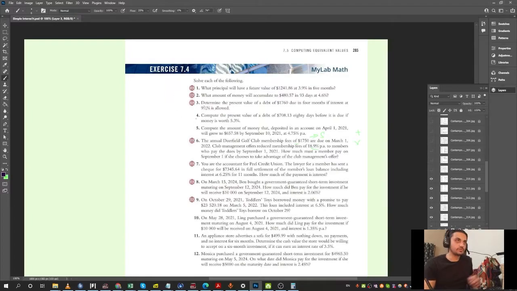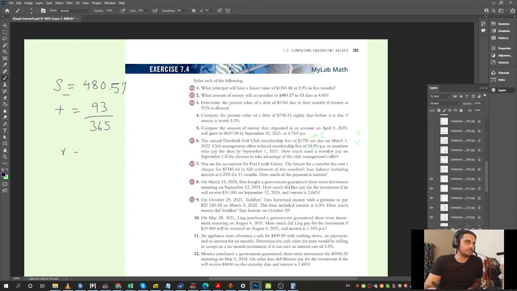Okay, I skipped over question 2, so let's go back to that. What amount of money will accumulate to this much in this many days at 4.6%? Again, you are given your S, which is 480.57. Okay, your time is 93 days, so that would be 93 over 365. And then the rate is 4.6%, which is the same as 0.046, right? And then the formula for principal value is S over 1 plus RT.